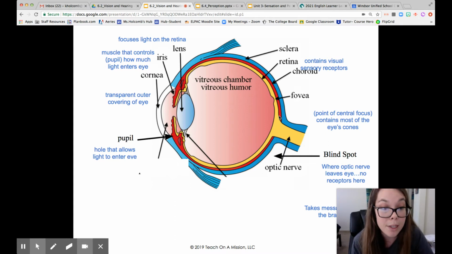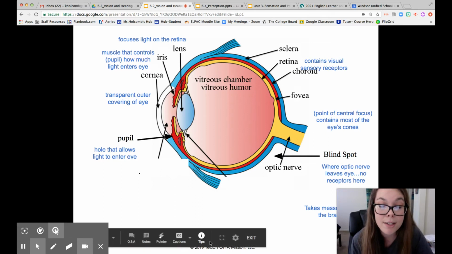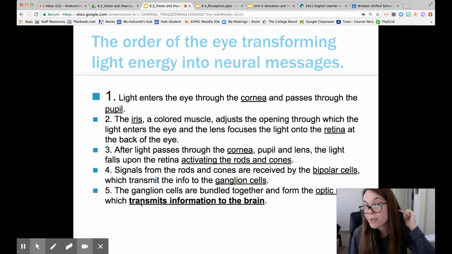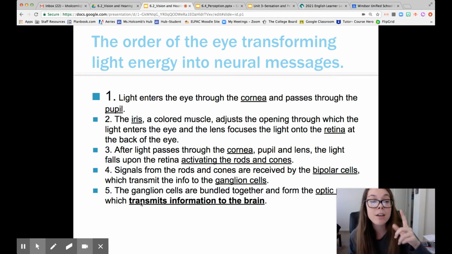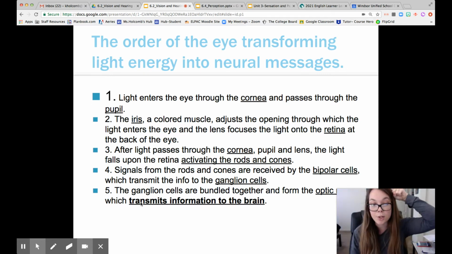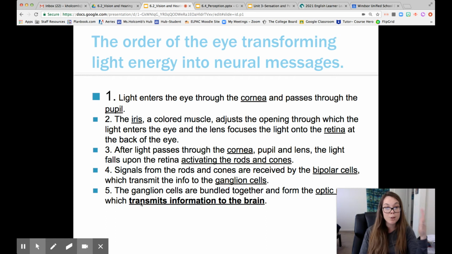Please, in your notes, write that the optic nerve is the translator of light energy to neural impulses. Your optic nerve in the back of your eye translates the light energy coming in into neural impulses to send up to your brain. Because remember, our spine only speaks neural impulses. So what we're seeing has to be translated in order for our brain to understand what we're seeing.